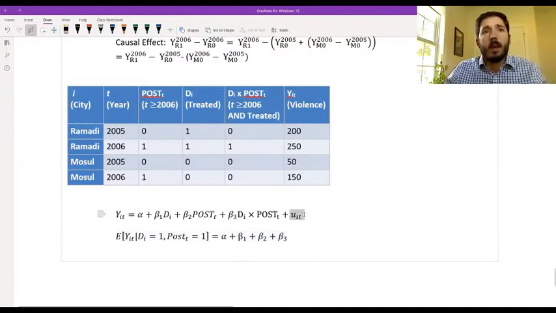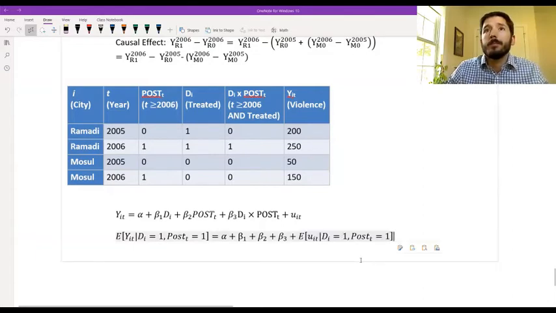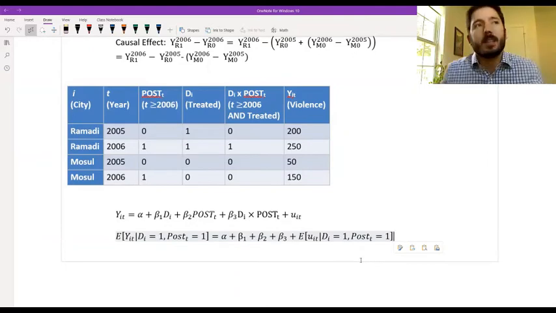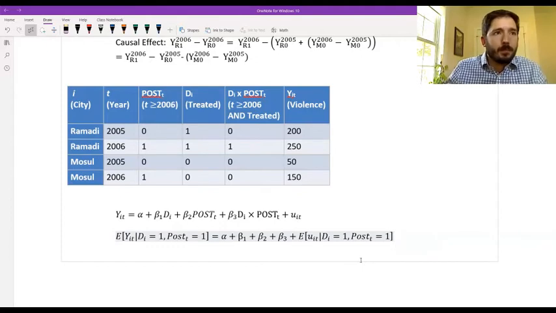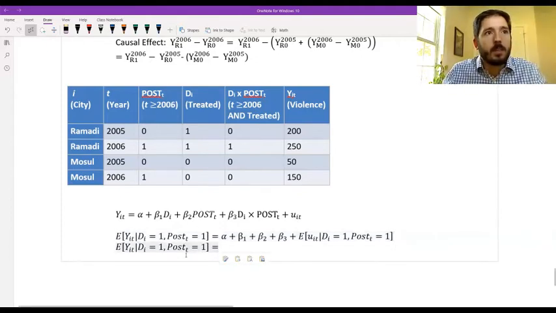And then we've got this error term. So we're going to have whatever the average of that error term is for the treated cities in the post period. And so we're thinking about this as more than just these two cities. We're abstracting away from that a little bit now, and imagining that we have a bunch of cities, maybe in a bunch of years as well. Okay, so let's do this for the other cases as well, just to get a bit of a sense.